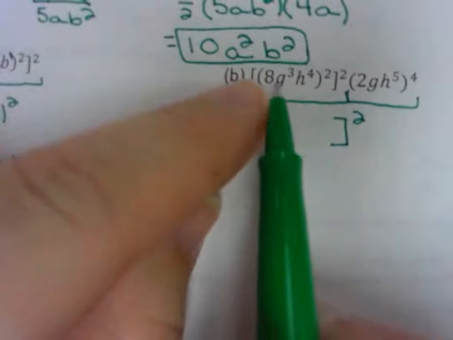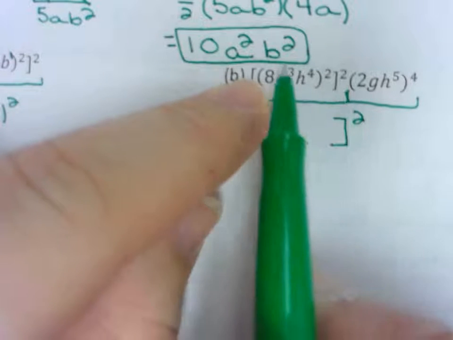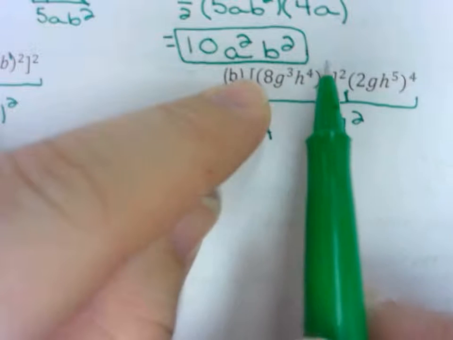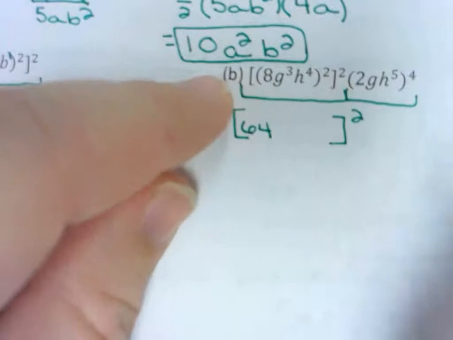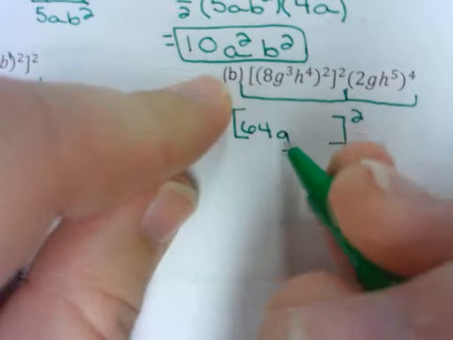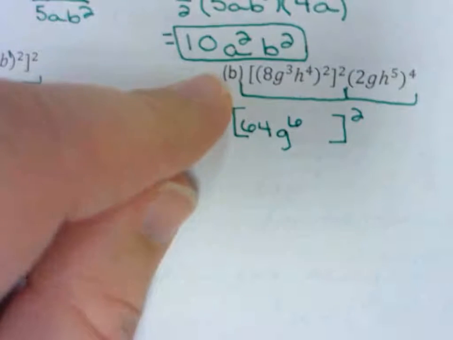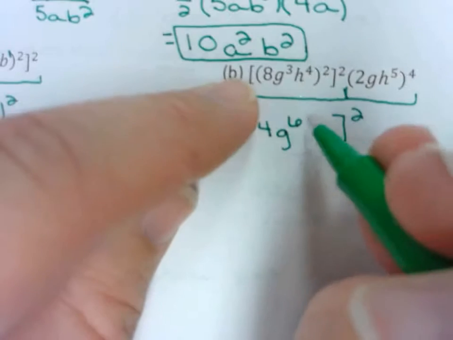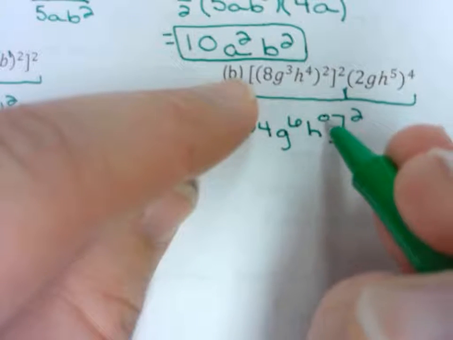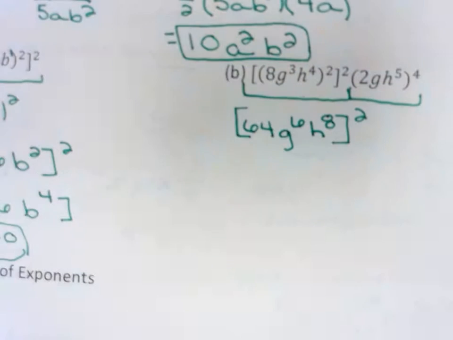Okay, so let's look at this. If I'm looking at my g to the 3rd squared, what do I do with my exponents if I'm raising them to another power? So it's going to be g to the 6th, h to the 8th. When I'm raising them to another power, I multiply them. So that's the inside part simplified.